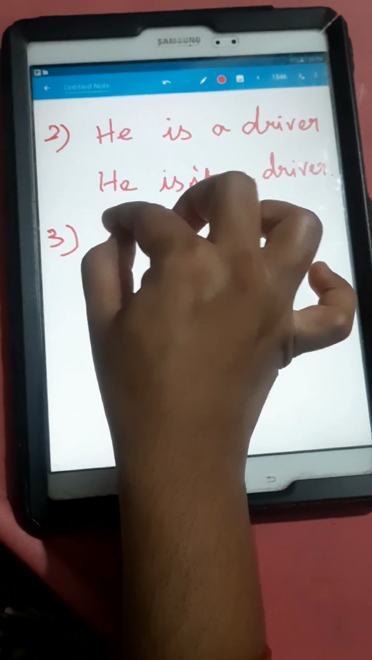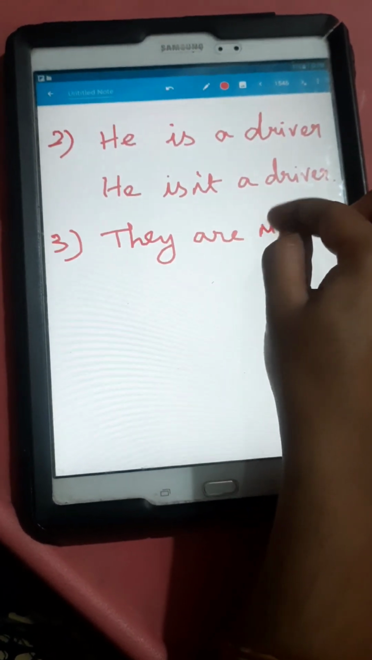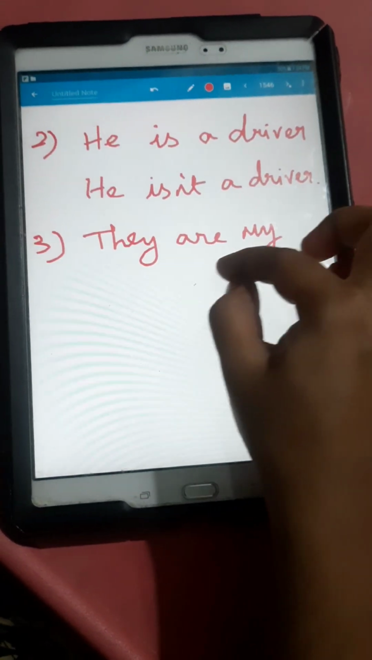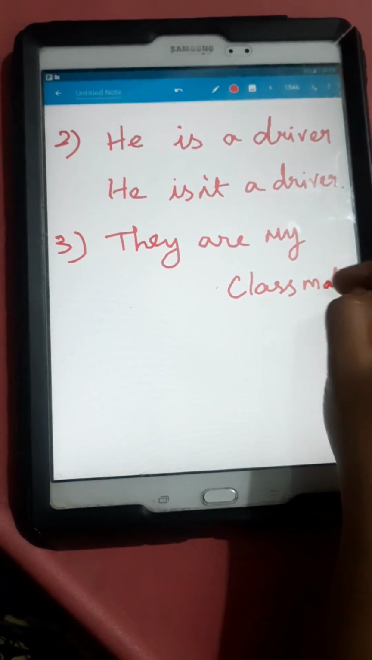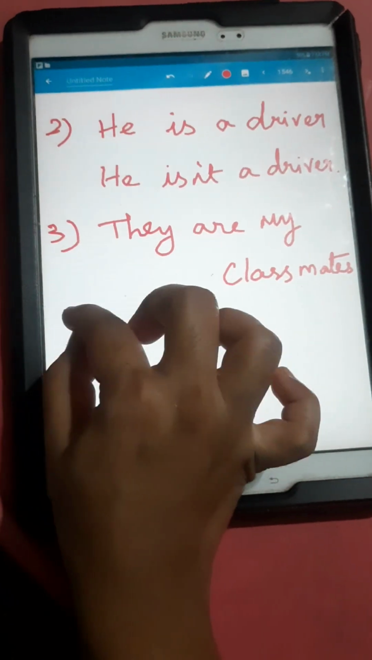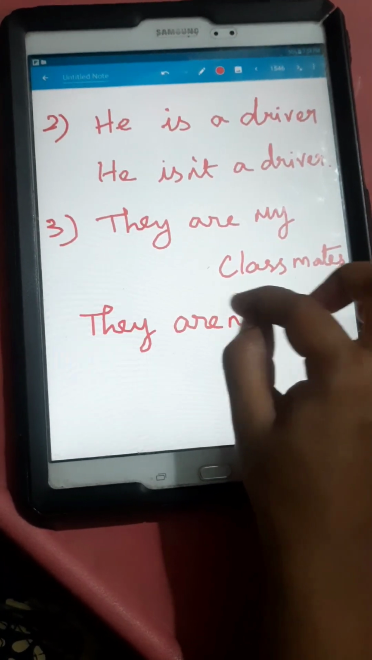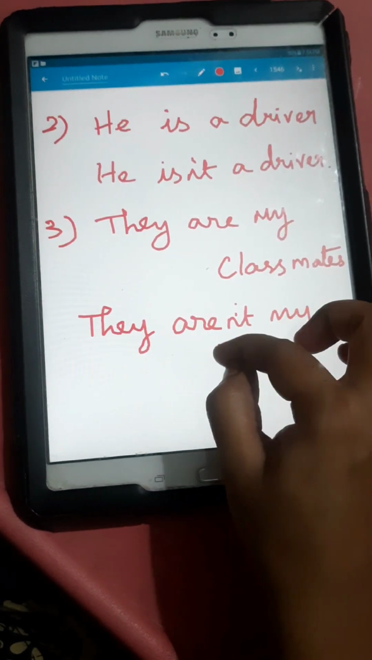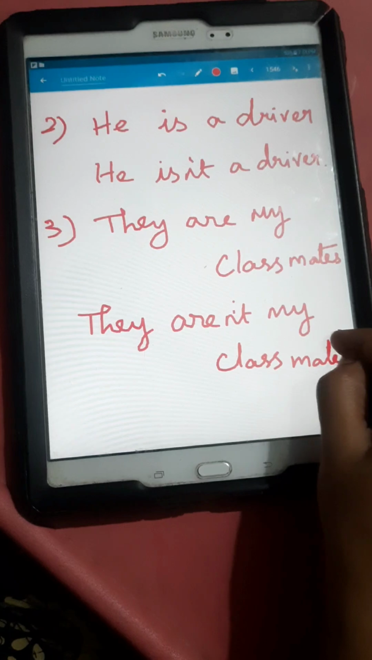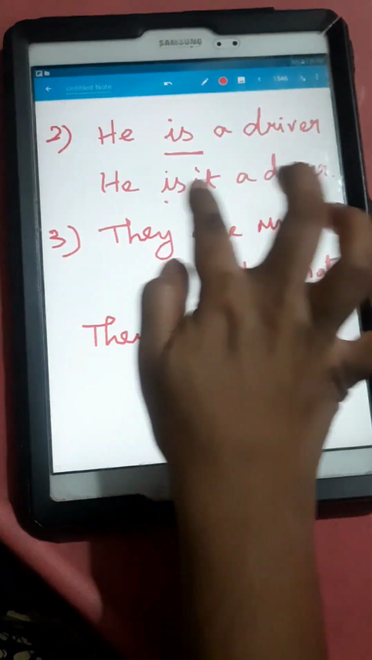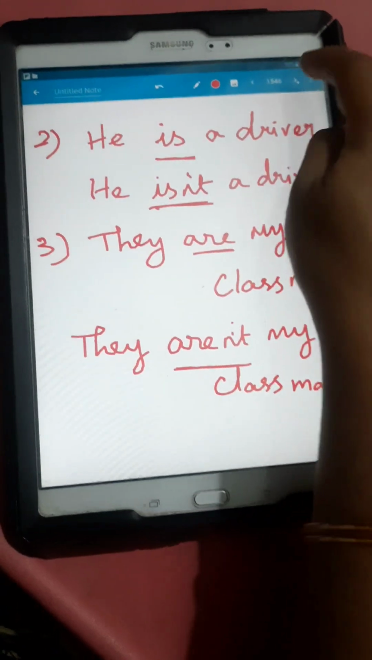Okay. The third sentence we go for is, they are my classmates. If you want to change this sentence into negative, you have to concentrate on the be form of the verb. The be form of the verb, that helping verb, auxiliary verb in this sentence is are. So we have to add not to this are. So, they aren't my classmates. Like that we can make a sentence into negative. The main thing is you have to concentrate on the be form of the verb in that sentence.